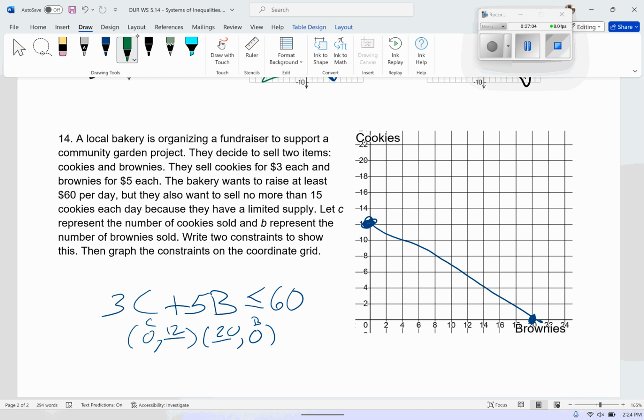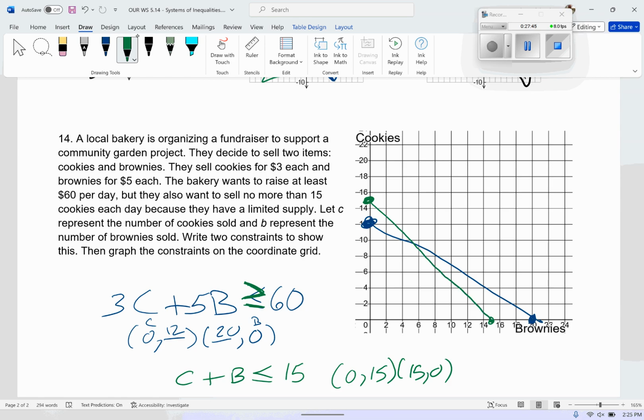Other equation. The bakery wants to raise $60, but they also want to sell no more than 15 cookies. C plus B, they want to sell less than or equal to 15, so 15 or less. Okay, I actually need to change this sign because I made a mistake. I'm sorry. I'm being dumb. All right, so the cover method on this one works very well because they're both 15. All right, so 15's up here. 15's right here. Hey, look, they cross. Yay.